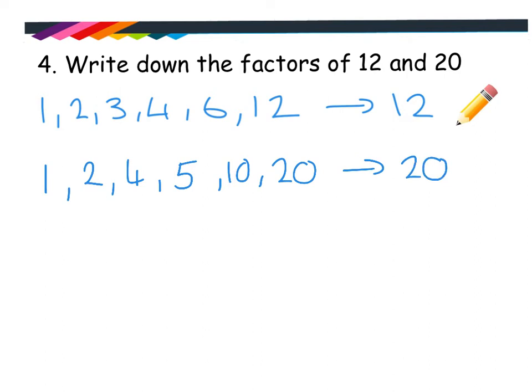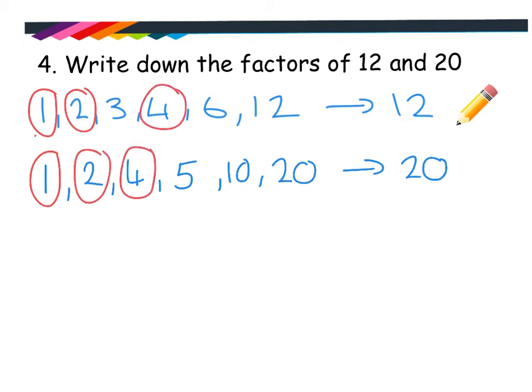Right, is there any in common there? Is there any that appeared in both lists? There was quite a few. Number 1 appeared in both. Number 2 appeared in both. Number 4 appeared in both. So they are all what's called common factors. So common factors of 12 and 20 are numbers that they both divide by.